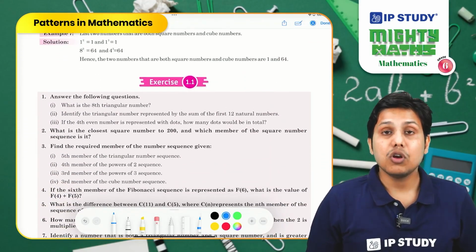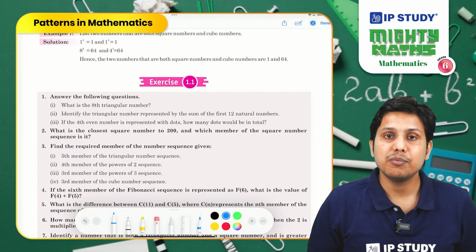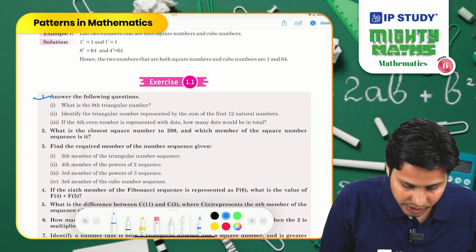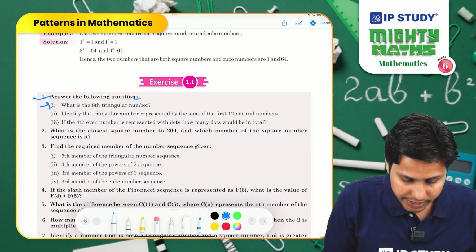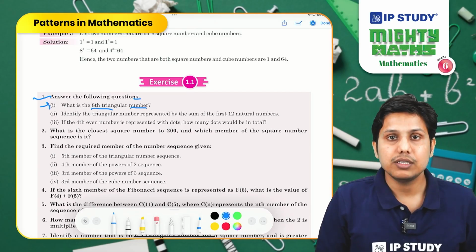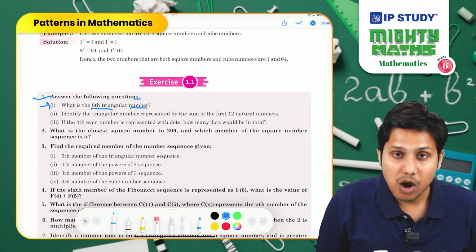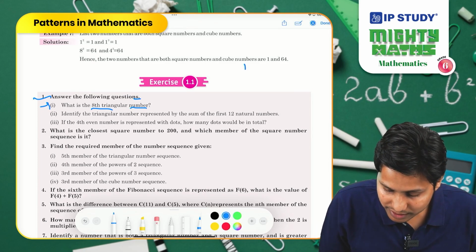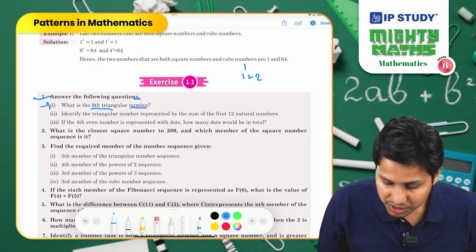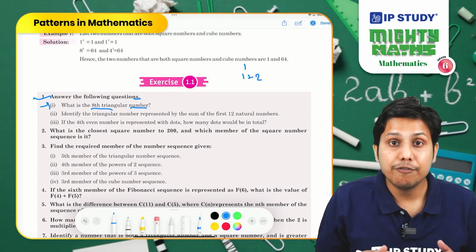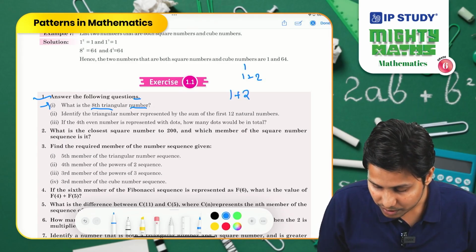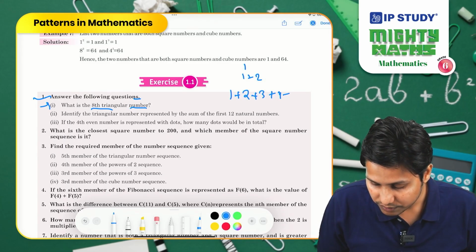Now let me solve one question from this exercise 1.1. So the question is, answer the following questions, and the first part is, what is the 8th triangular number? Students, do you remember how we get a triangular number? By adding consecutive numbers. So if we have the first as 1, then the second as 1 plus 2, it means for the 8th triangular number I have to add 8 consecutive numbers like this: 1 plus 2 plus 3 plus 4 plus 5 plus 6 plus 7 plus 8.